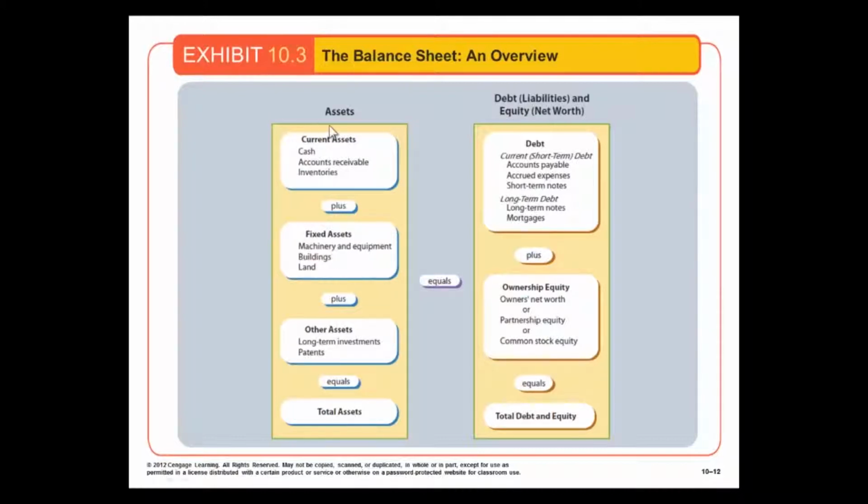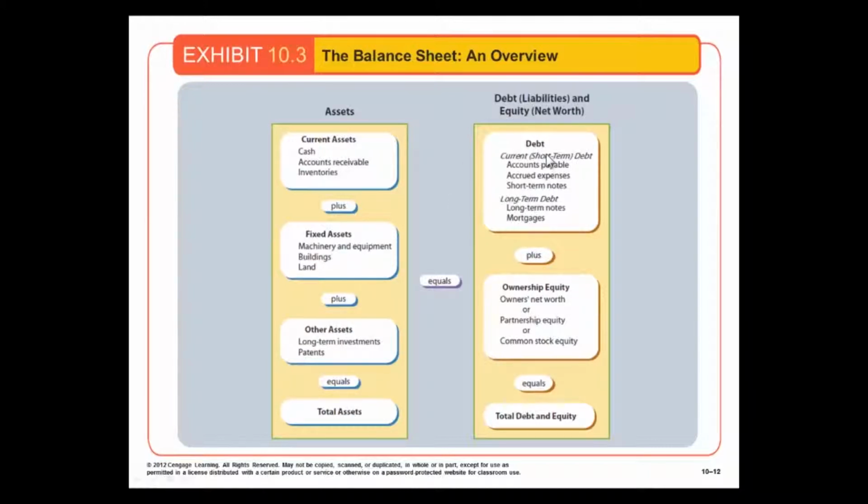So you see here on the asset side we have current assets, that's cash, accounts receivable, and inventories. Then we have fixed assets, that's machinery and equipment, buildings and land. Then other assets, which are long-term investments or patents or any form of intellectual property could go in here if you can put a value on it. So we add all those up, and that's total assets.